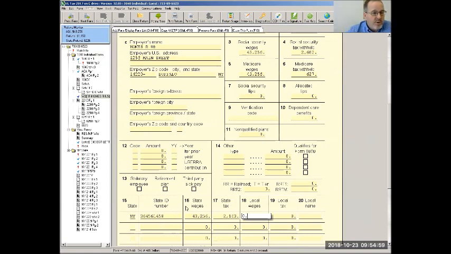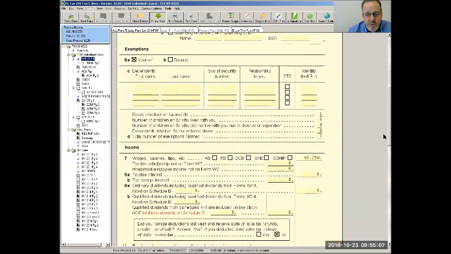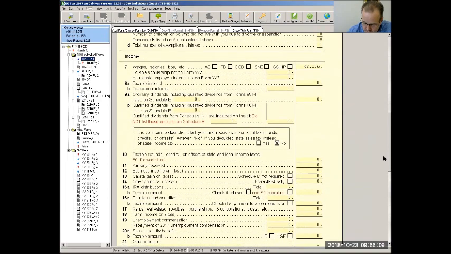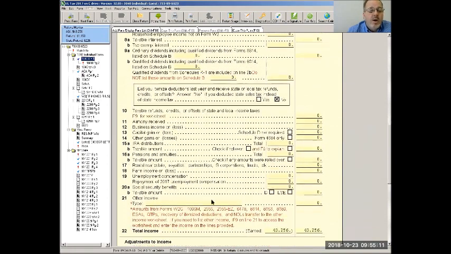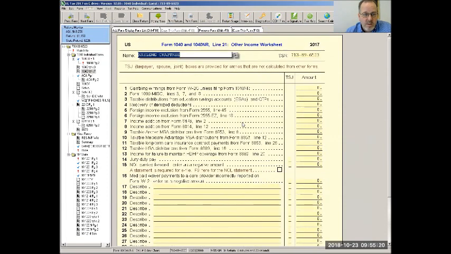Any other tax documents you have for me? I have a cancellation of debt. Okay, let's get that in there. So the fact that they gave you forgiveness on your credit card debt, we have to declare that. Okay. All right. And like I said, we're going to put that on line 21. We want to get that worksheet. There's really no place per se for 1099-C.